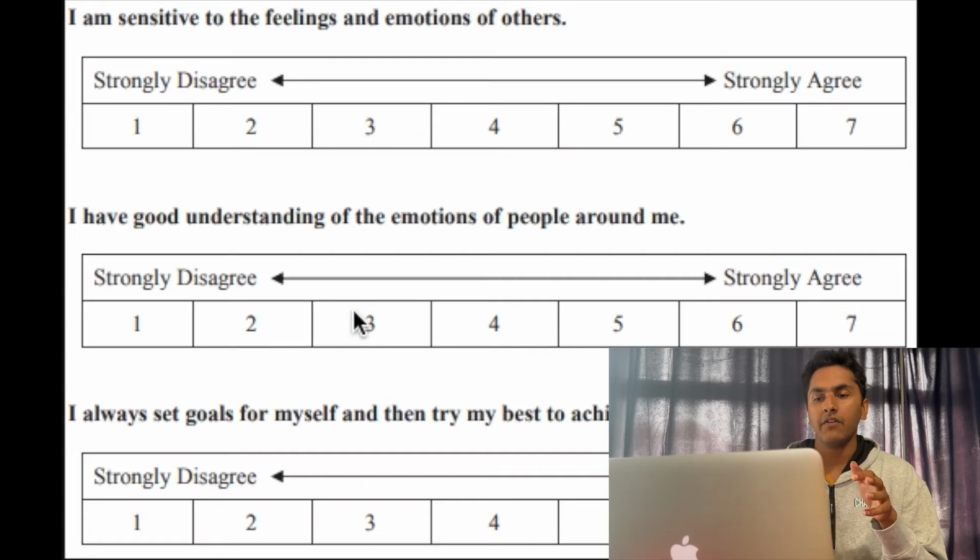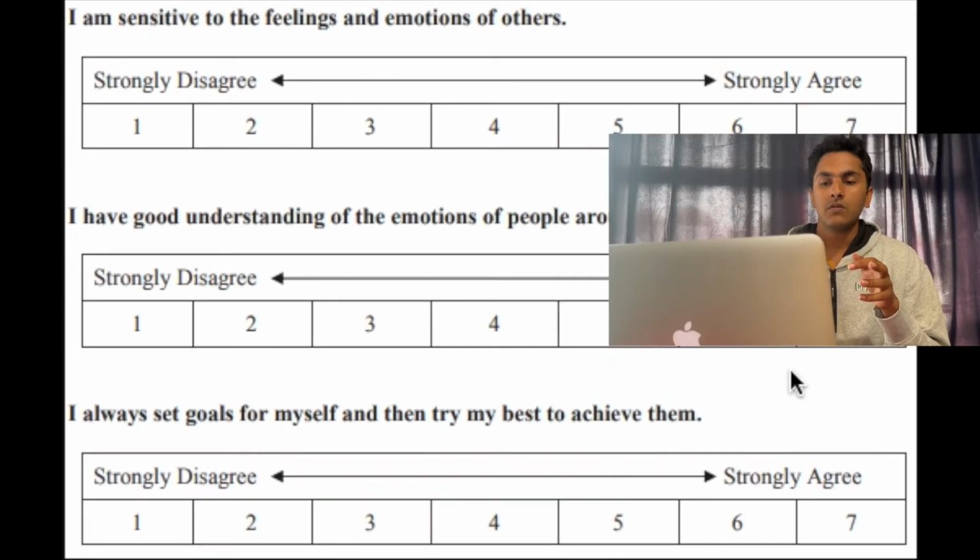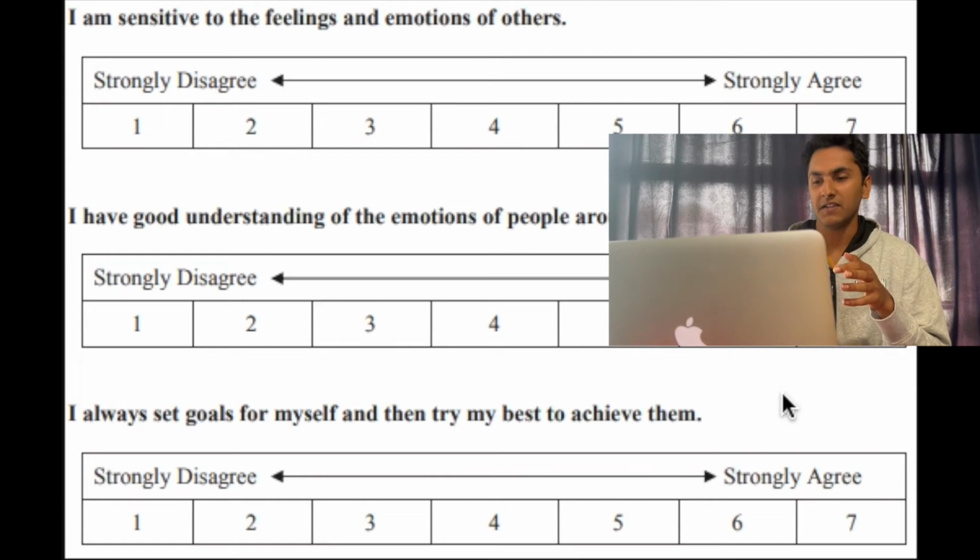So next one, I have a good understanding of the emotions of people around me. For myself, again, I would say I do have a pretty good sense of understanding of the emotions of the people around me, just because I tend to be a bit more attentive than the average person. So for me, that is a strongly agree as well. So that's a 7. Moving on to the third one, I always set goals for myself and then try my best to achieve them. That is 100% in a sentence right there. So that's a 7 for me as well.